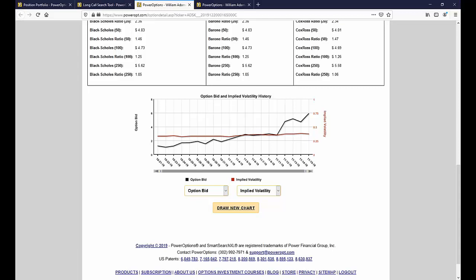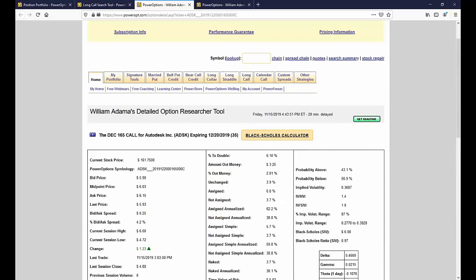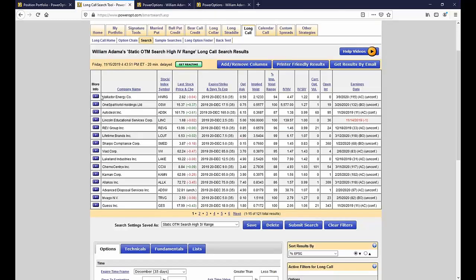That's why we use the percent IV range personally, rather than the IV rank that looks over a static 12-month period. And it's also kind of confusing too, because when you're looking at leap options, if I was looking at a January series right now for Autodesk, let's just go to the option chain real quick.